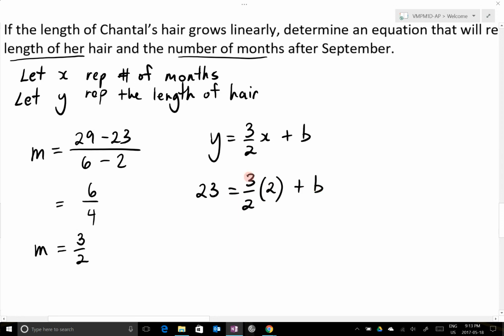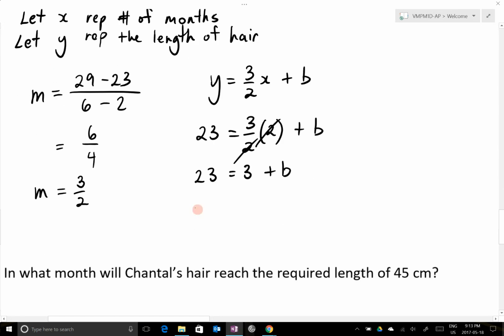Solve for b. So here in this part of my equation, I can cancel the 2 from the top and the bottom. So I'm left with 23 equals 3 plus b. So by inspection, b would have to be 20. 20 plus 3 gives me 23. Or you could say subtract 3 from both sides and we solve for b nicely. So b is equal to 20.